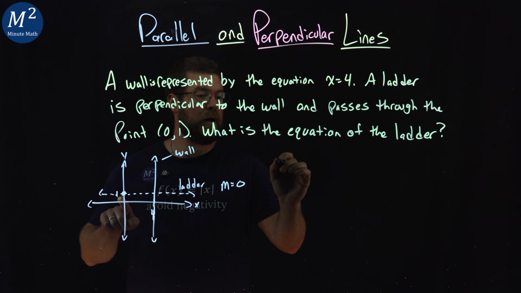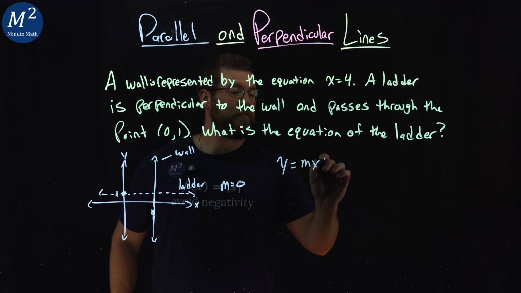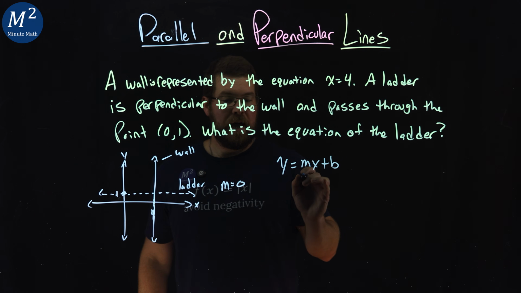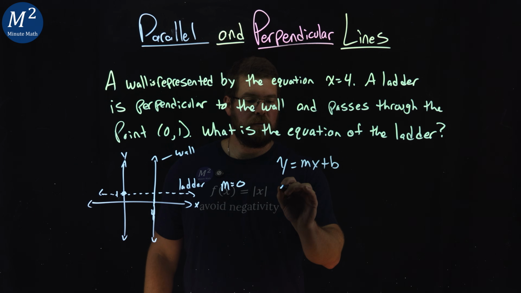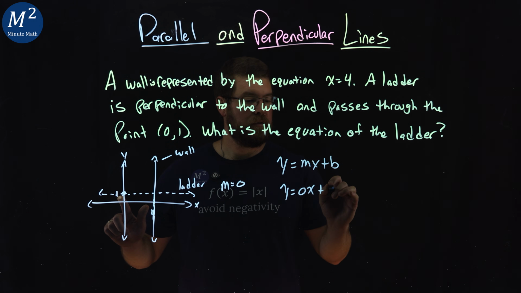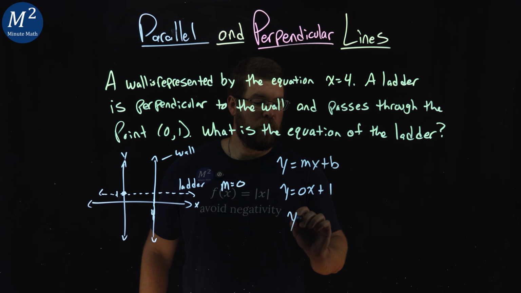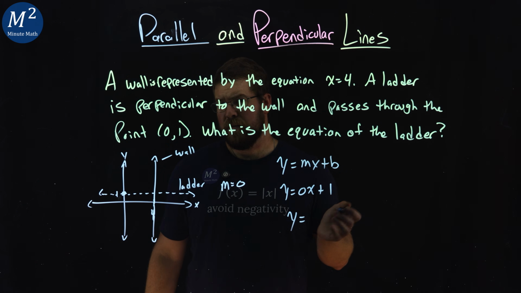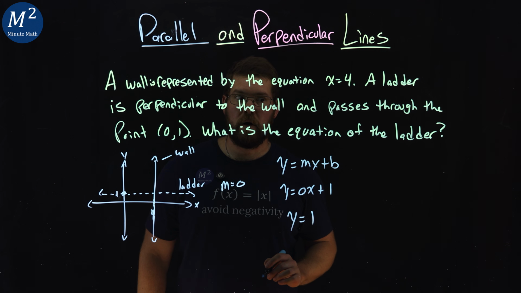That's our y-intercept. So if we use y equals mx plus b here, m is our slope, which is 0. We have y equals 0x plus b, the y-intercept, which is 1. And so we have y equals, well, 0 times x is 0, don't need it. We have a 1.